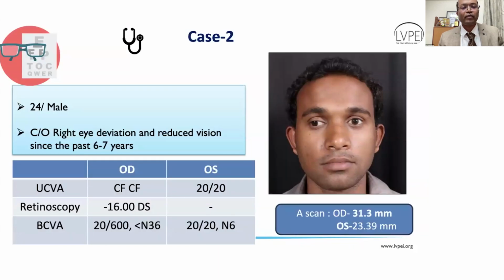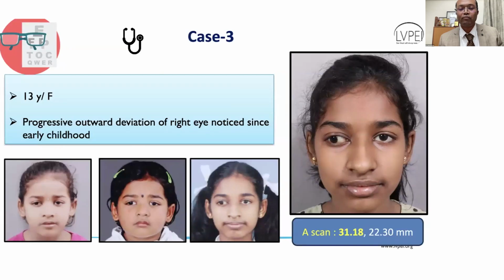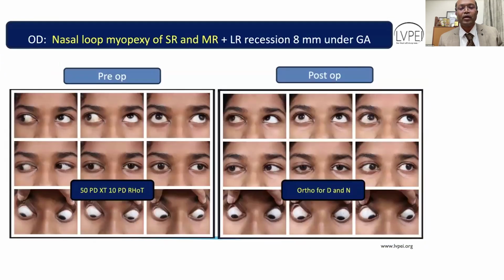This is another case where there was unilateral high myopia, almost -16 diopter with axial length of 31 millimeter. And this particular patient, you can appreciate after doing nasal loop myopexy along with LR recession, 5.5 millimeter, we had a very good outcome of correcting this moderate amount of exotropia. Another case where there is a severe form of exotropia, where the same procedure, nasal loop myopexy with a little larger dose of lateral rectus recession.